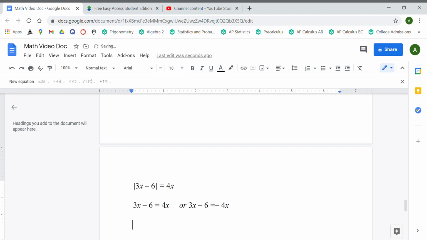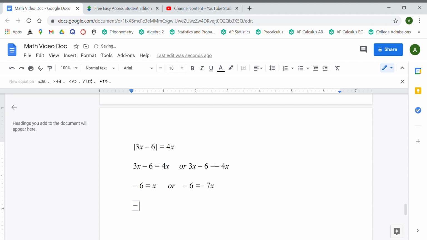Alright, so now on this side, I'm going to subtract 3x on both sides. We're going to have this as our solution. And then here, I'm going to add 4x to both sides. Actually, subtract 3x next, because I don't want to end up with 0. Alright, so we should have negative 6 equals negative 7x. We're going to drop this down. Negative 6 divided by negative 7, x equals positive 6 over 7.